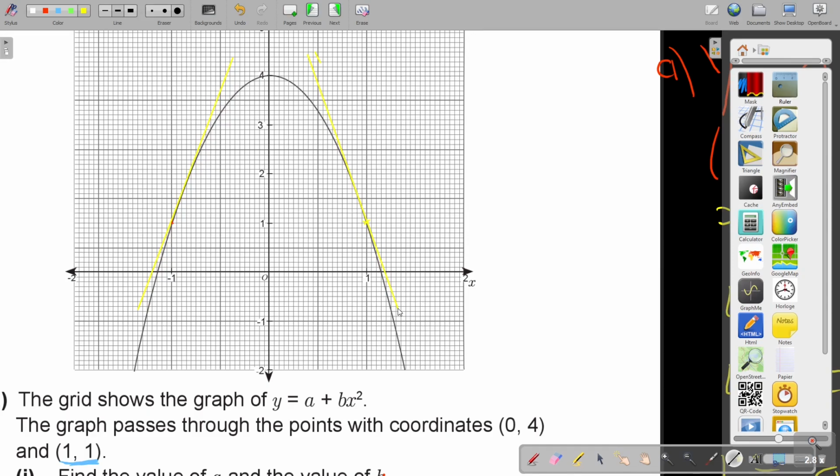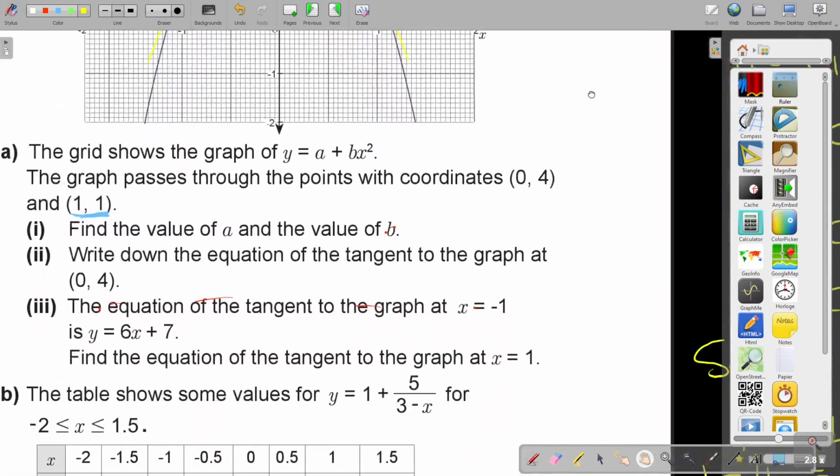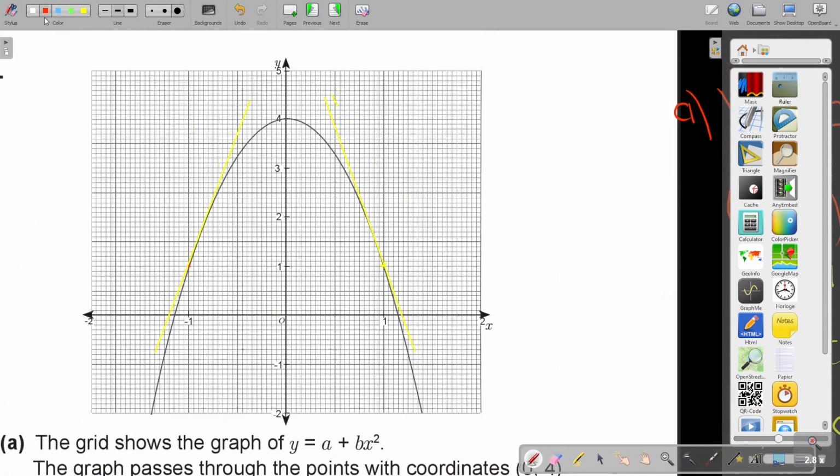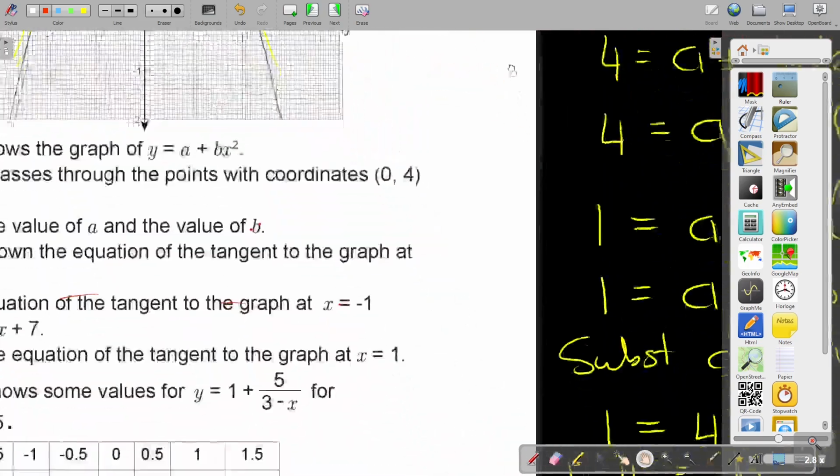But this one is going to have the positive gradient, can you see it's almost symmetrical? So if this one is y equals 6x plus 7, so let's write y equals 6x plus 7. This is also going to cut at 7, but it's going to be y equals negative 6x plus 7. Do you see? Just the sign that changed. Okay, so that will be the answer.